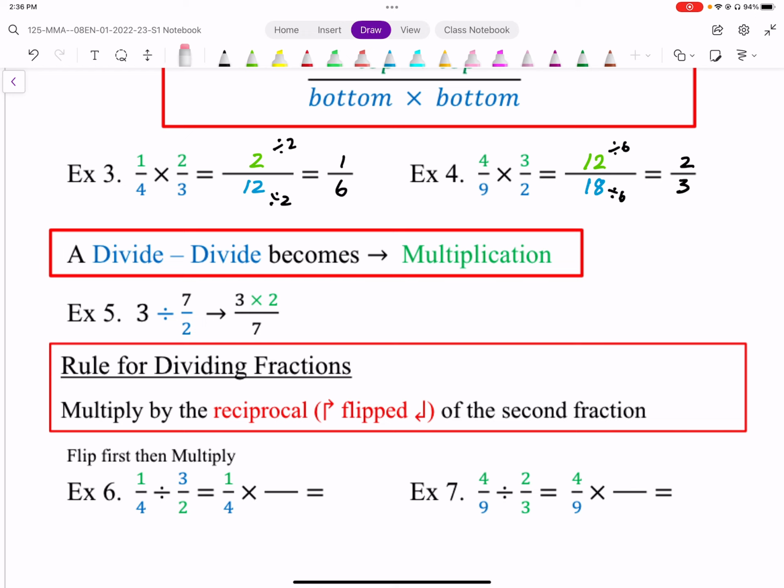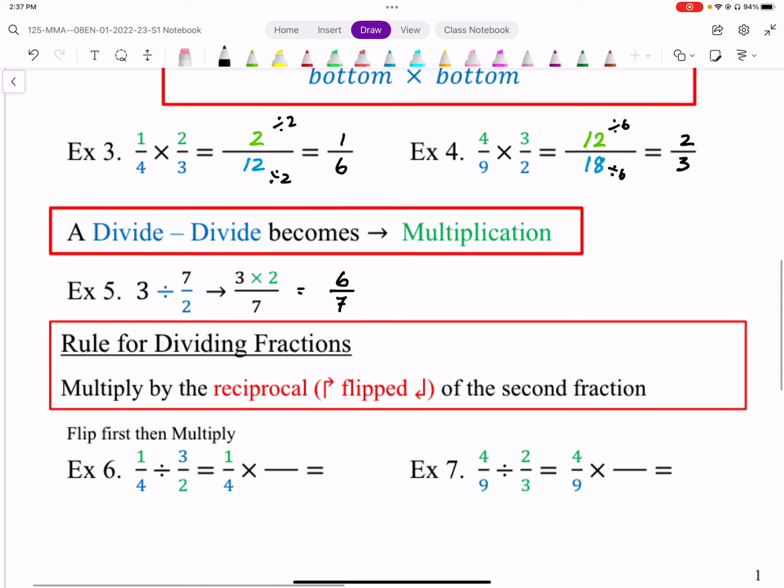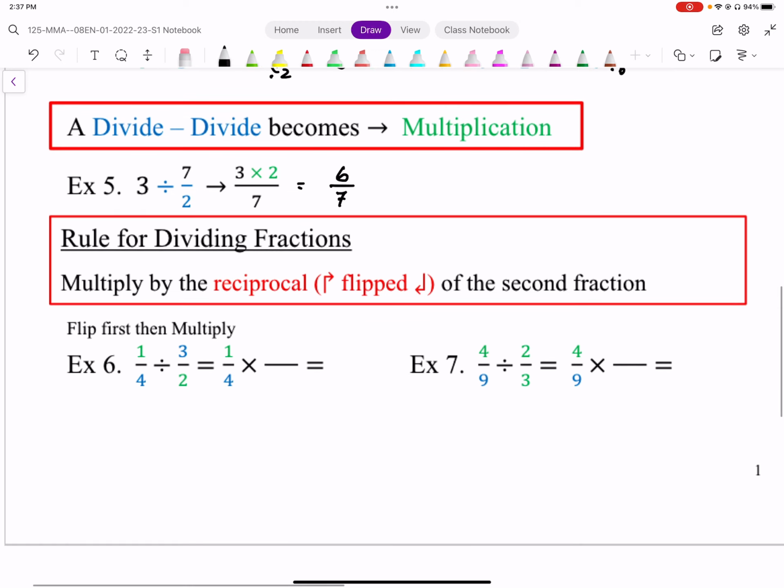Okay, so we put all the times on top and group them together, put all the divides on bottom and group those together. So we end up with all the times grouped together is 6 divided by 7. There's only one divide here, and that's divide by 7. So the rule we use is we change it to multiplication and flip the second fraction. So I can do this, 3 times 2 over 7 times on top, divide on bottom, and we get the same answer.